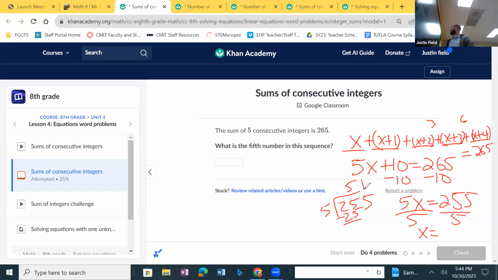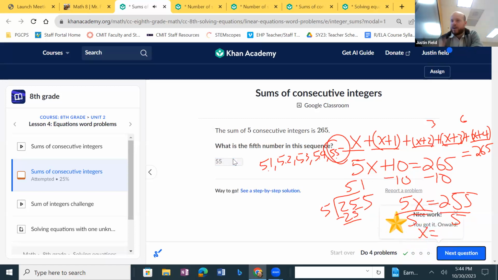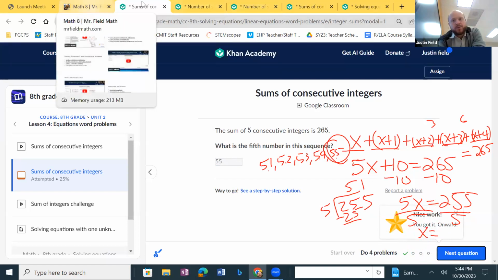So x is 51. So it says, what's the fifth number in this sequence? 51, 52, 53, 54, 55. 1, 2, 3, 4, 5. So I guess if I didn't do any math wrong, the fifth number would be 55. Let's see if I get it wrong. All right. So those are the new concepts for this week.